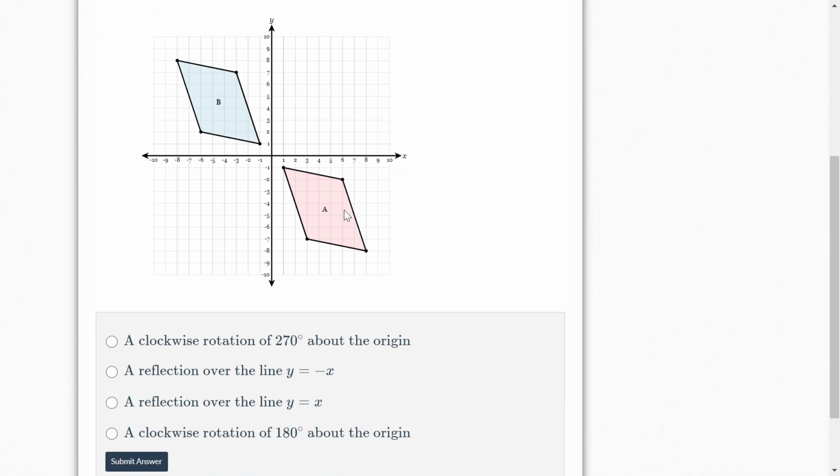Let's see if I can find another one that would be helpful for us. Okay, let's look at this one. This one I'm going from A to B. Notice this time I've gone over not one, but two quadrants, so this would be a rotation of 180.